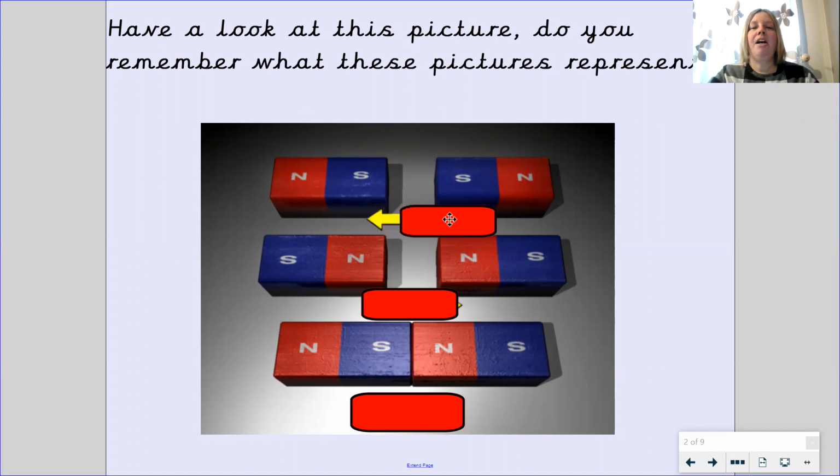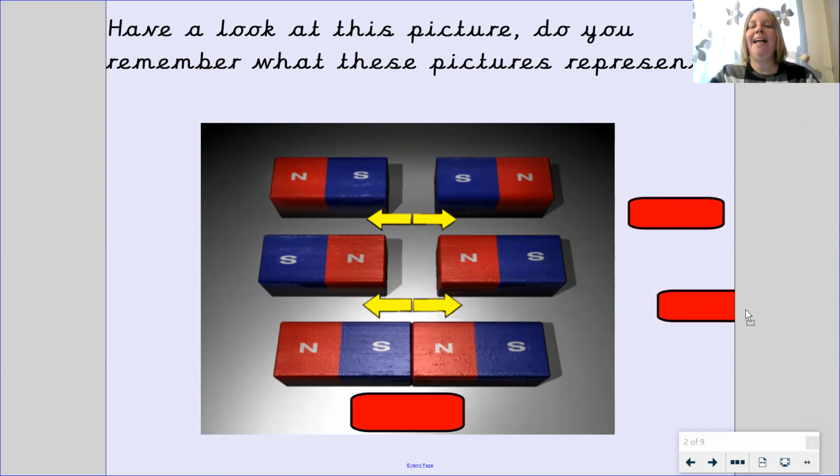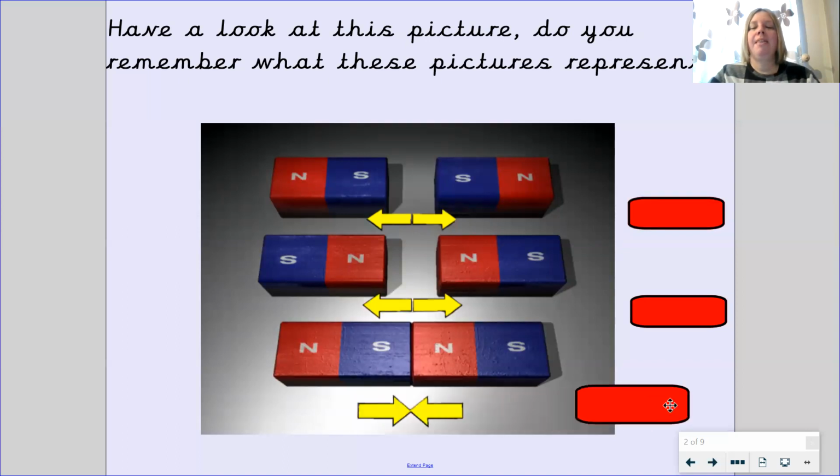Let's look at our first magnet. And this shows us that if we have 2 south poles, they will repel each other. Let's look at the 2 north poles. What will happen if we put 2 north poles together? They will repel each other. Let's look at the north and south poles. What will happen if we put them together? They will attract each other.